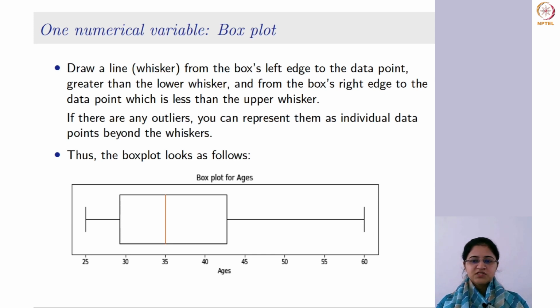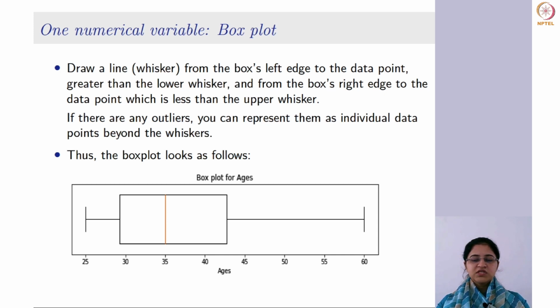So the upper whisker is 64. So you will go up till the data point which is less than that, which means that you will only go up till 60. So you make a line over here.